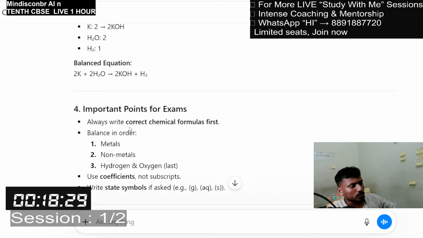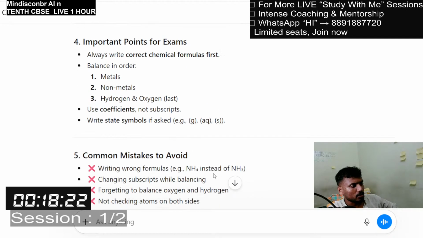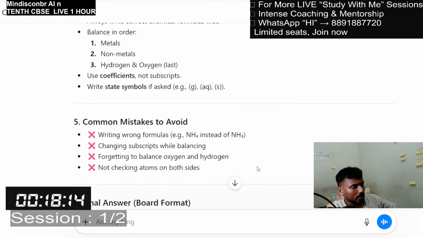Important points for exams. Always write correct chemical formulas first. Balance in order: metals, non-metals, hydrogen and oxygen last. Use coefficients, not subscripts. Write state symbols if asked. Example: gas, aqueous, solid, etc.